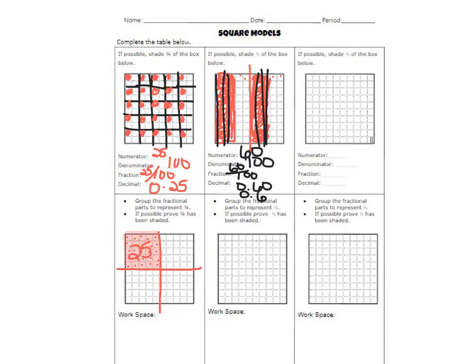Now it says group the fractional part to represent 3/5. So I'm going to do the same thing, but now I'm going to divide it differently. I divide it into 5 parts. So that's 5 parts. Now I'm going to shade in 3 parts. So in this case, we have 60 out of 100, and it's still going to show 3 out of 5.